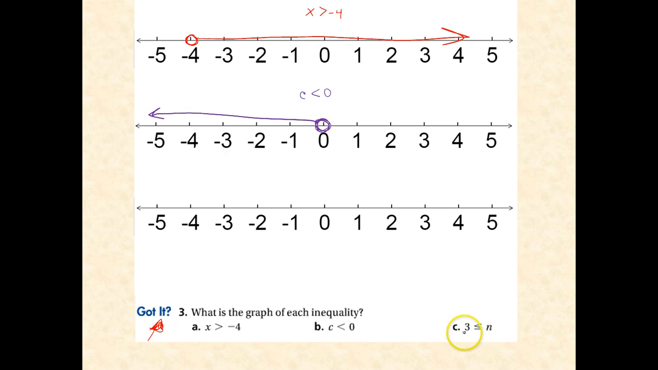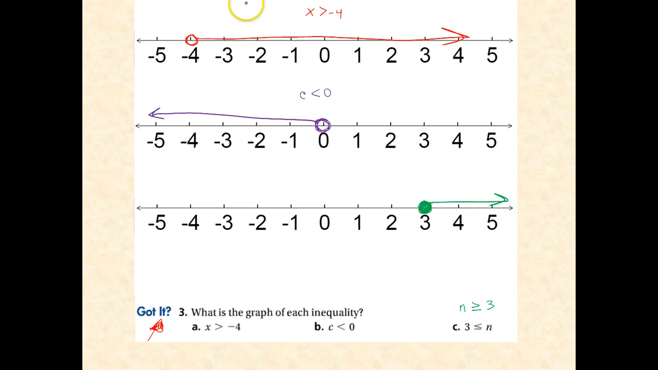For this last one, 3 is less than or equal to n is the same as if I was to flip that around. What's the arrow pointing at? It's pointing at the 3, so I'm going to point it at the 3 again. It's n greater than or equal to 3. It's got the equal to sign under it, so that means that 3 counts. So we're going to make a solid circle. And then greater than is to the right.